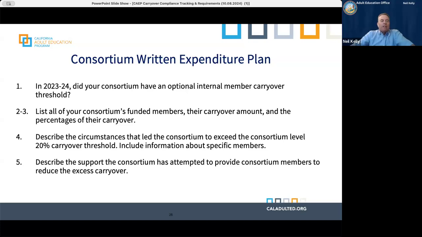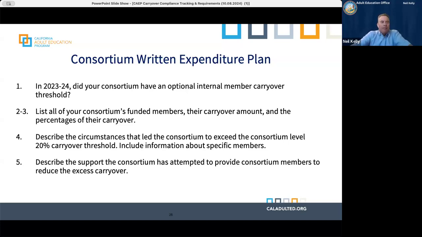Question 4, describe the circumstances that led the consortia to exceed the consortia level 20% carryover threshold. Include information about specific members. This is where you could say, oh, we were putting money aside for a building, or our financial or business office didn't certify our expenses. They were too late, so you have an opportunity to explain what happened. And I know there's all kinds of circumstances that could happen. Maybe you're saving money for a big capital outlay project. Maybe there's a delay in certification of expenses. There could be any number of reasons why you had that 20%.